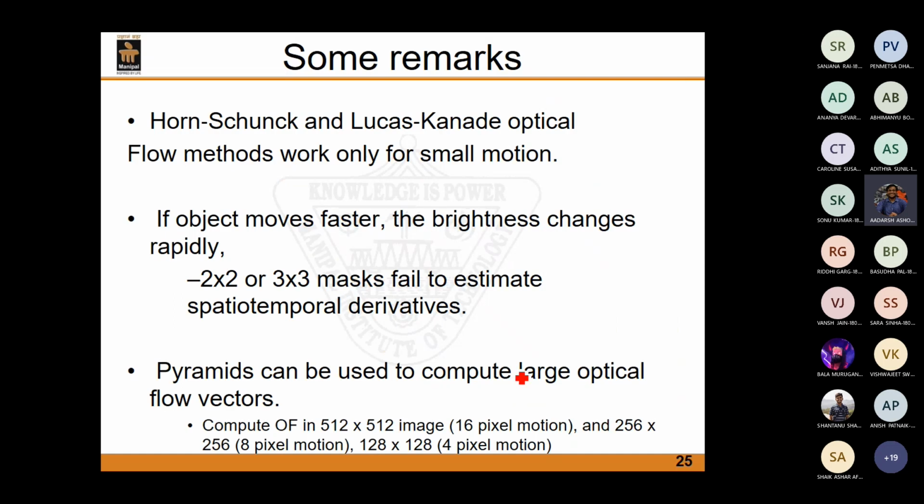As a conclusion, we were discussing the Horn and Schunck optical flow method as well as the Lucas Kanade optical flow method. For both of these methods, one limitation is that if you're just taking the original algorithm as such, it would work only for small motion. Small motion in the sense that you have slowly moving objects. In order to overcome that, we can make use of Gaussian pyramids to ensure that we will be able to compute the large optical flow vectors as well.